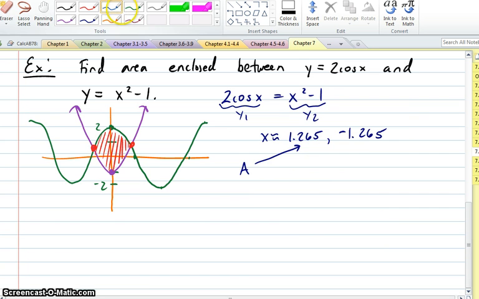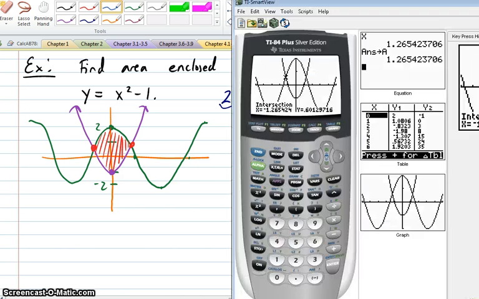Now we can set up the integral. Our integral is going to be between negative a and a. What's nice is I can now use those variables instead of actually using those numbers. The higher function is the trig function, so 2 cosine of x, minus the lower function, which is x squared minus 1. Make sure you realize you're subtracting the whole function, not just the x squared, so put that in parentheses. Now, since we had to use our calculators to find the bounds, we can use our calculators to find this. So let's do that.